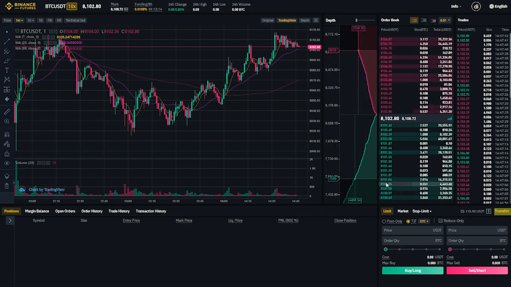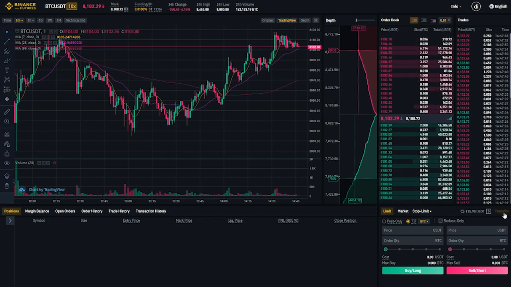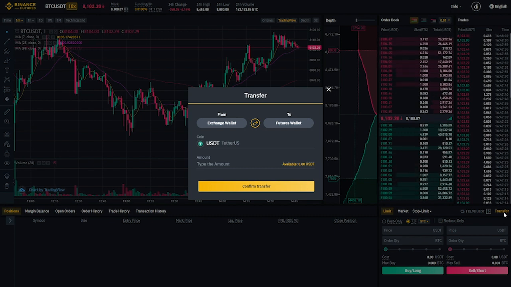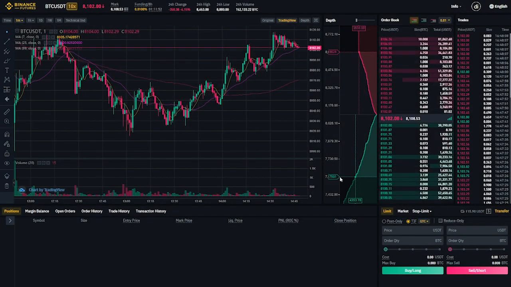On the bottom right section, right under the order books, there is a Transfer button. In order to start trading Bitcoin futures, you have to transfer some of your USDT to your futures account. Once you click the button, you'll be asked how much USDT you want to transfer and from which account. All that has to be done is to specify the amount and hit the confirm button. The transfer happens automatically. Okay, now that we have that cleared, let's see how to trade.